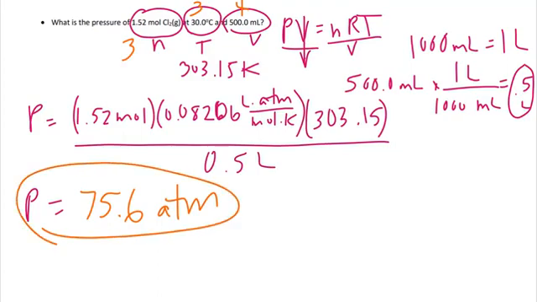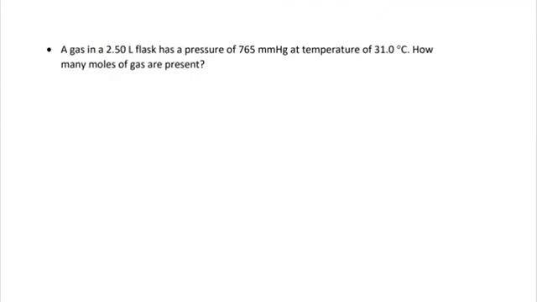And to just double check, make sure that I'm getting atms as my answer. My moles and my moles cancel. You see here, liters and liters cancel. Kelvin and, oops, I forgot to label my Kelvin. Kelvin and Kelvin cancel, and I'm left with atms. All right, let's do one last practice problem.